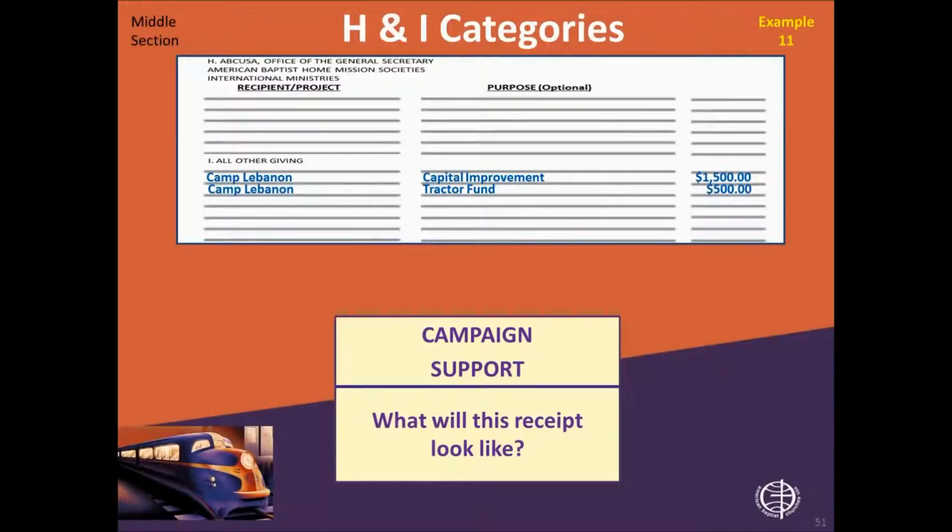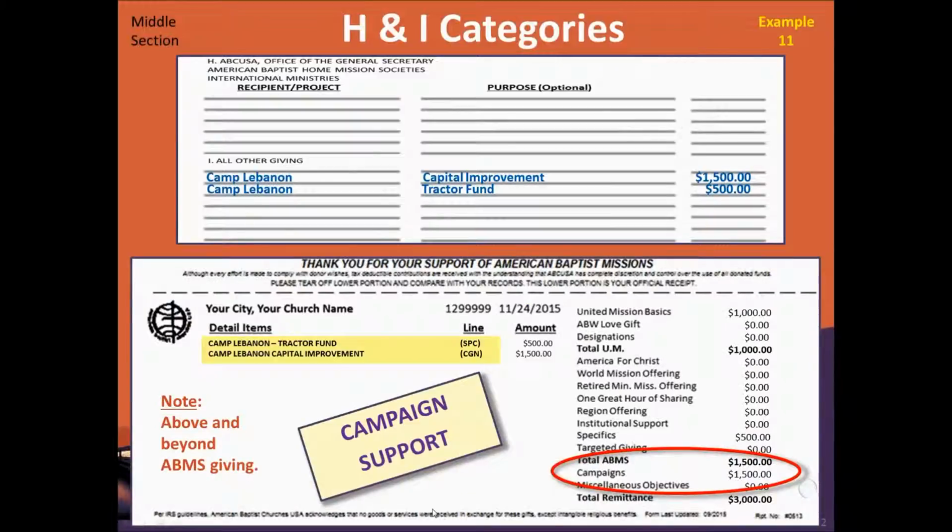Campaigns are very similar, except there's a little bit of a difference here. Many campaigns have something called capital improvement. This is sort of like the general pool of the campaign. Then within it, they have specific projects. So when you list out, for example, Camp Lebanon with capital improvement for $1,500 and Tractor Fund as a project, what will this receipt look like? And it's all campaign support.